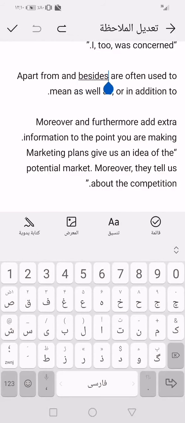Apart from and besides. الكلمات apart from and besides بالإضافة إلى تجي نفس معنى as well as or in addition.